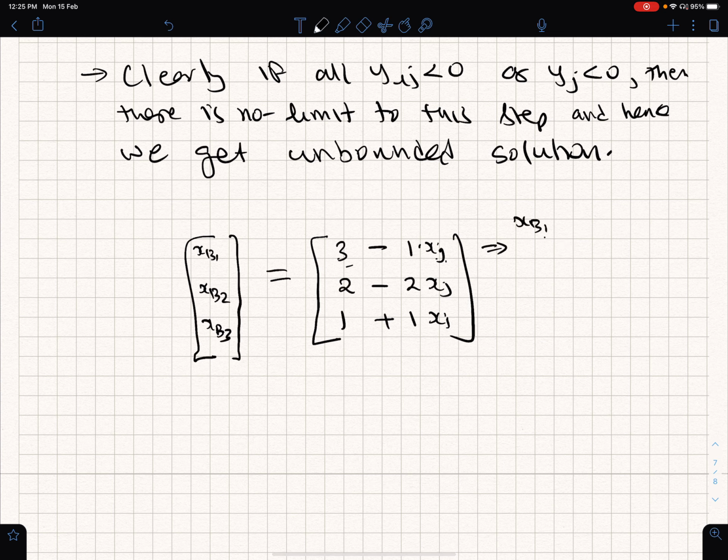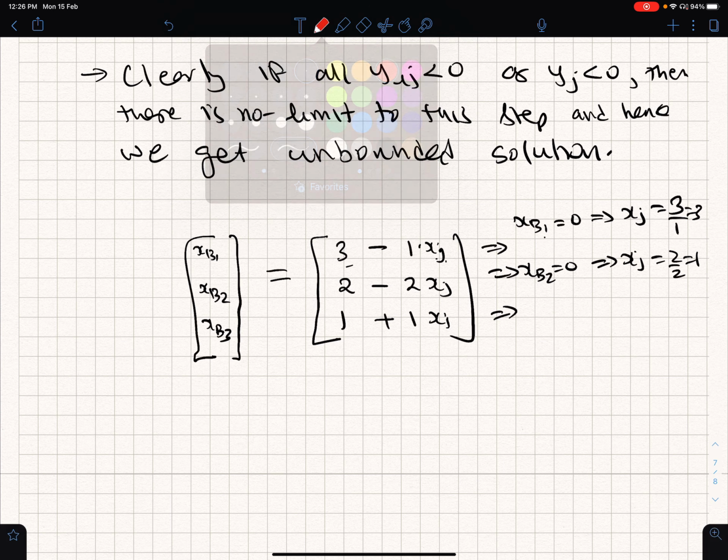The first equation says that when xb1 becomes 0, at that time xj would be at a value of 3 by 1, which is 3. The second equation says that when xb2 reaches 0, then xj would be 2 by 2, which is 1. And the third equation says that as I increase xj, xb3 will also increase. So it's not going to 0, so it will never become infeasible. So this is a don't-care equation. I don't have to care about this.